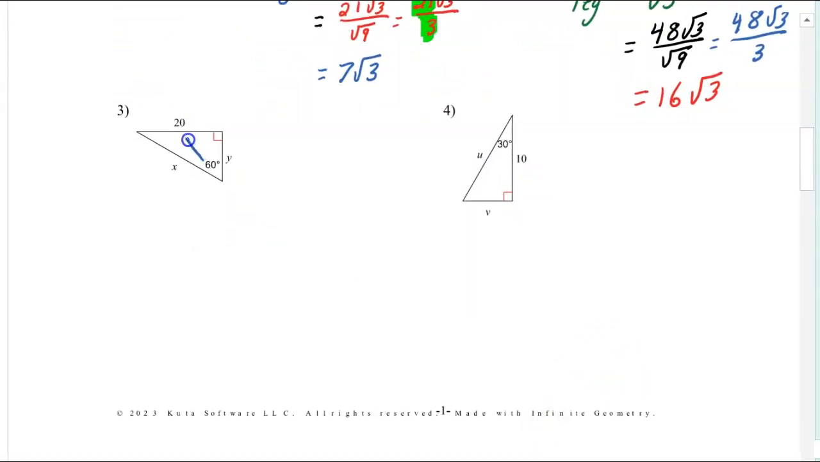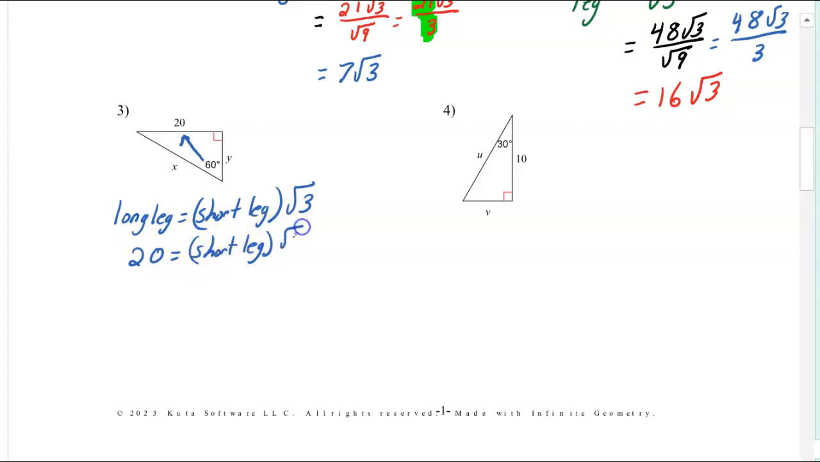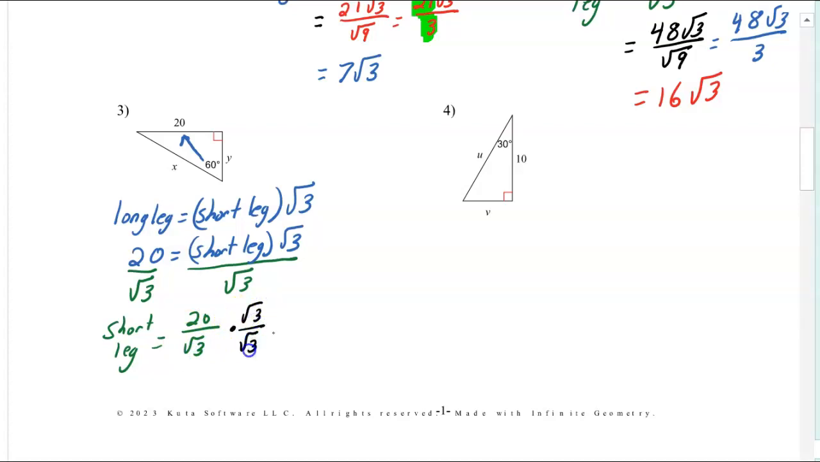So again, across from the 60 is the long leg. So we know the long leg is equal to the short leg, root 3. We know the long leg is 20. Again, we'll divide both sides by the square root of 3. So the short leg is equal to 20 over the square root of 3. Again, I'm going to multiply by square root of 3 over square root of 3.